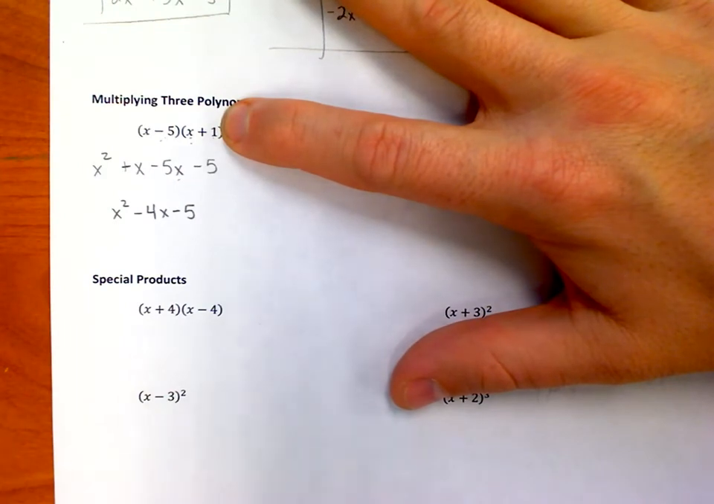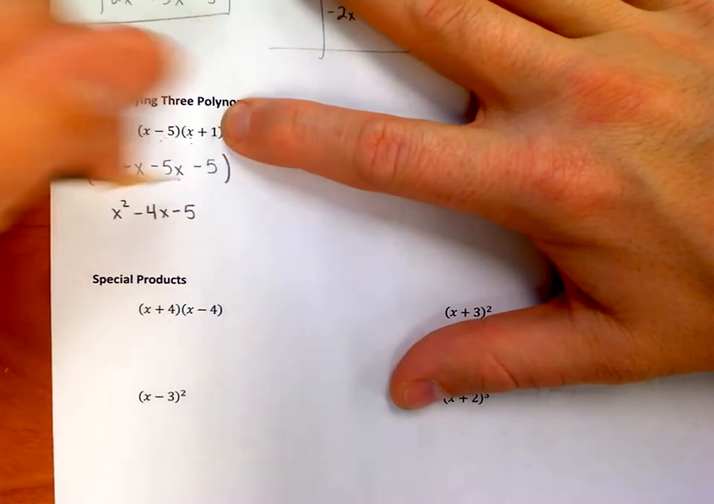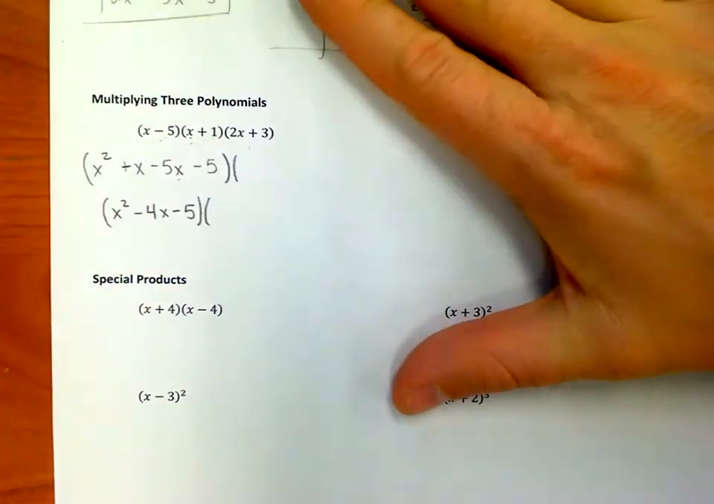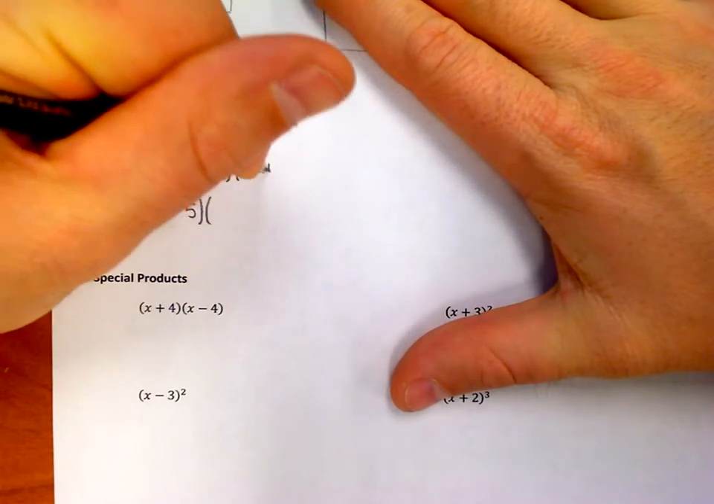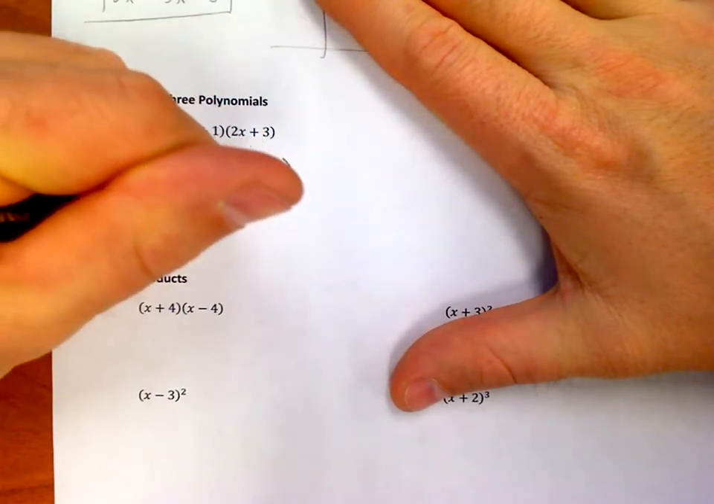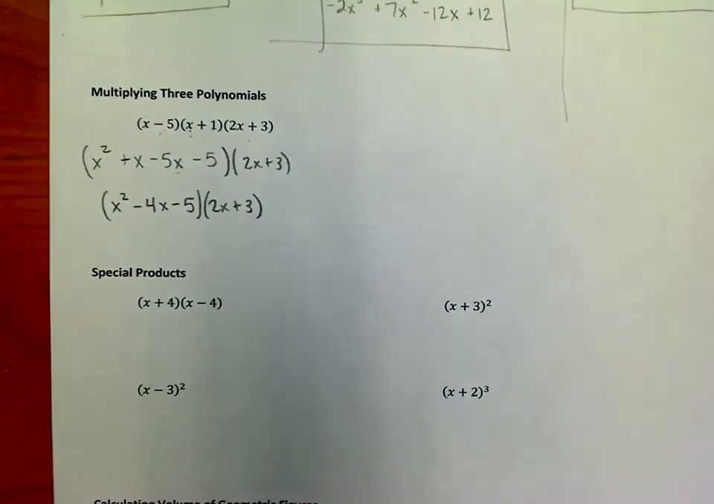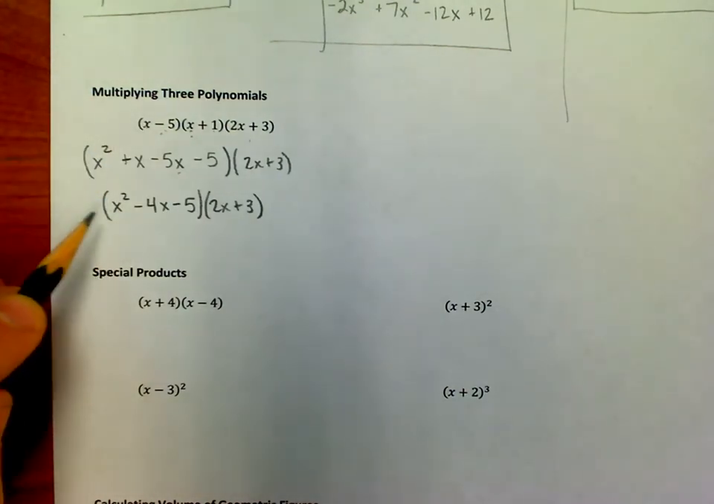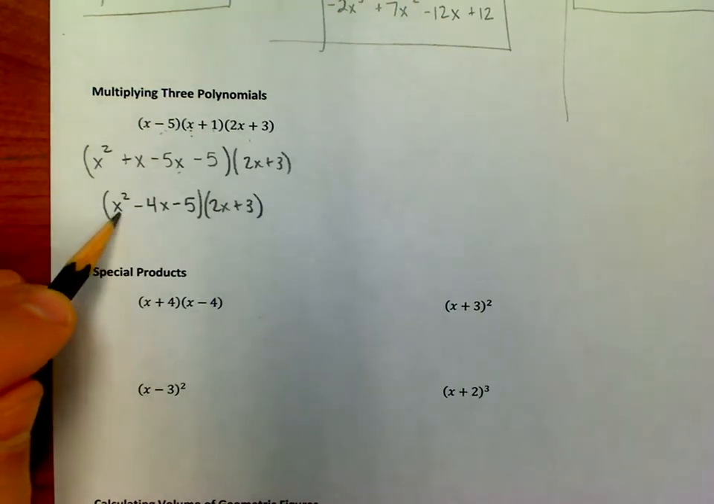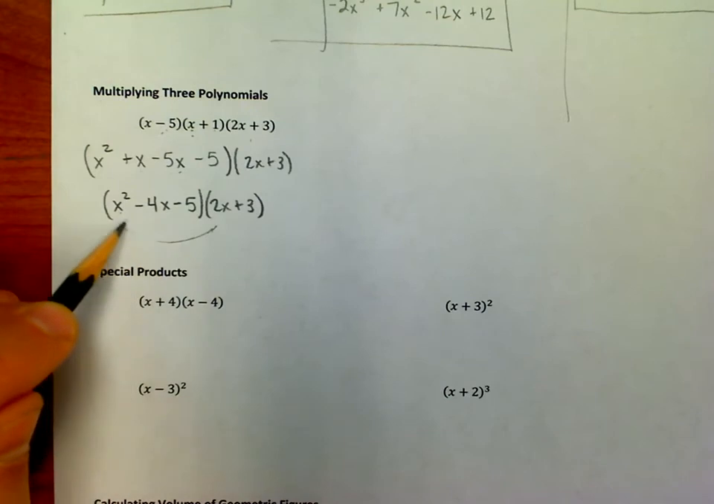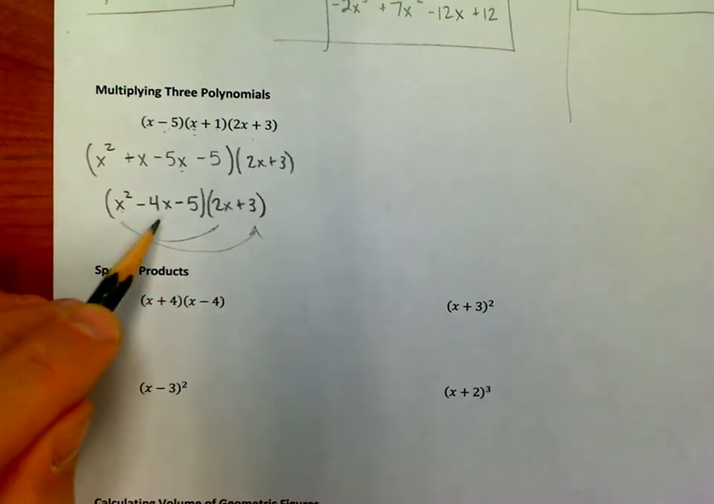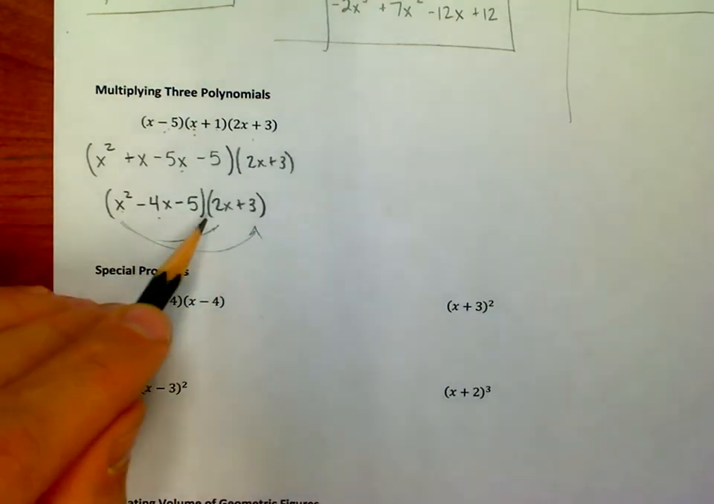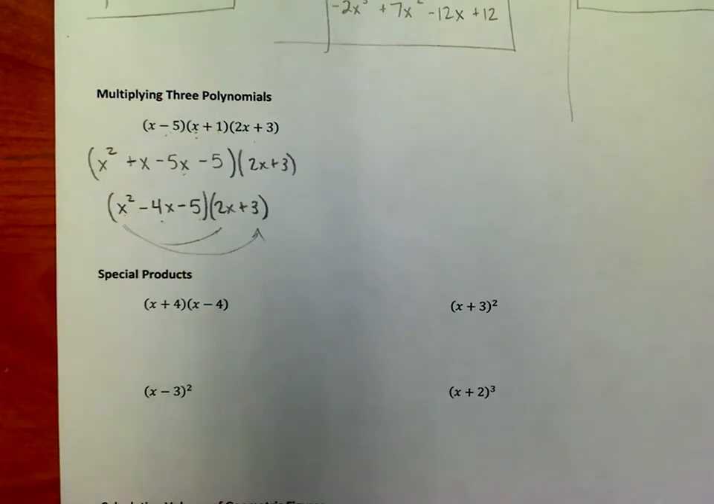Now what I've covered up with my finger is the fact that I actually have this multiplied by the 2x plus 3. So these two expressions are the same. Now I'm multiplying two polynomials, right? So it becomes just a big distributive property problem. I want to take the x squared and distribute it to the 2x and to the 3. And then I'm going to repeat the process with the negative 4x, and with the negative 5. So I'm going to end up with 6 terms total. So let's go through here and just do it.